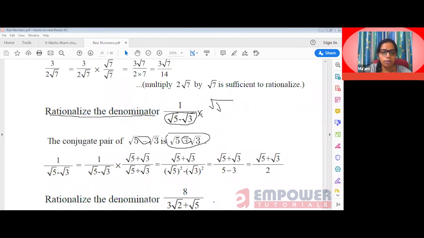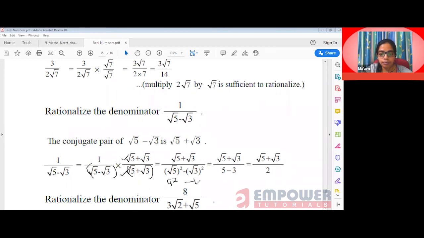Because this will get cancelled and I will get my original fraction. So you cannot hamper your original fraction by converting it into rationalized form. So make sure that you are multiplying it in the numerator also and denominator also. After that, this is a plus b form and this is a minus b form. So can I write it in a square minus b square form? Yes, because this will be the expansion of this. This is a plus b and this is a minus b, right?